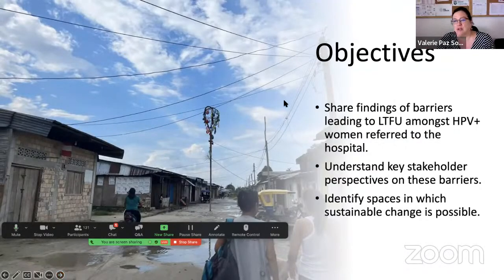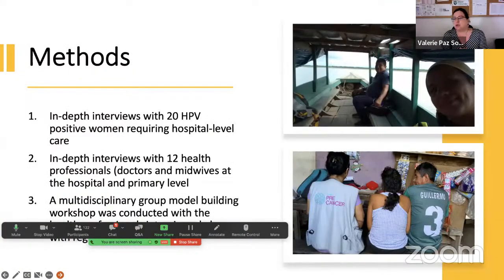So our first objective of carrying out this workshop was to share the findings of the barriers leading to loss to follow-up among HPV positive women. For this, we had to understand key stakeholder perspectives on what the barriers were, as well as identify spaces in which change was possible. They were the ones who know their system the best, it's their system, and we needed that expertise.